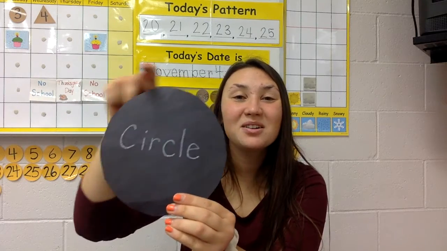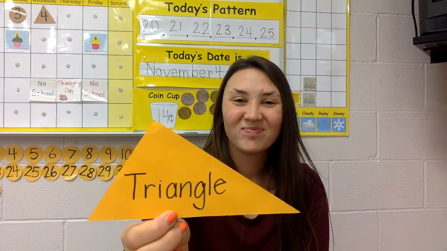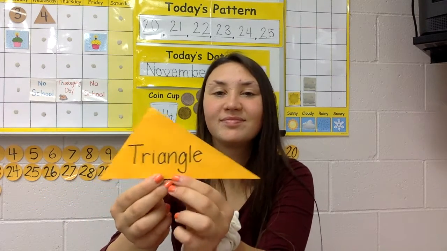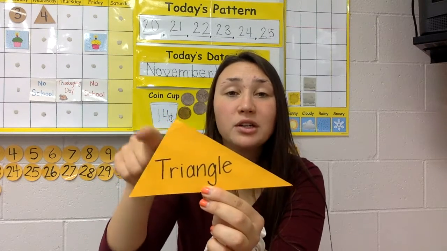Yeah, this is a circle, right? Because it has no sides, no angles. Circle. What shape is this orange one? Yeah, it's a triangle. And how do you know it's a triangle? Yeah, you know it's a triangle because it has 3 sides. 1, 2, 3.